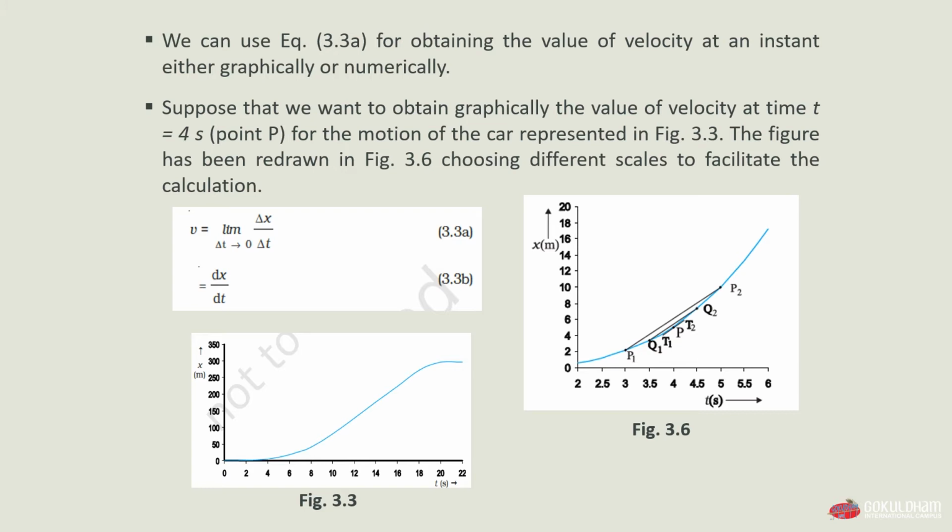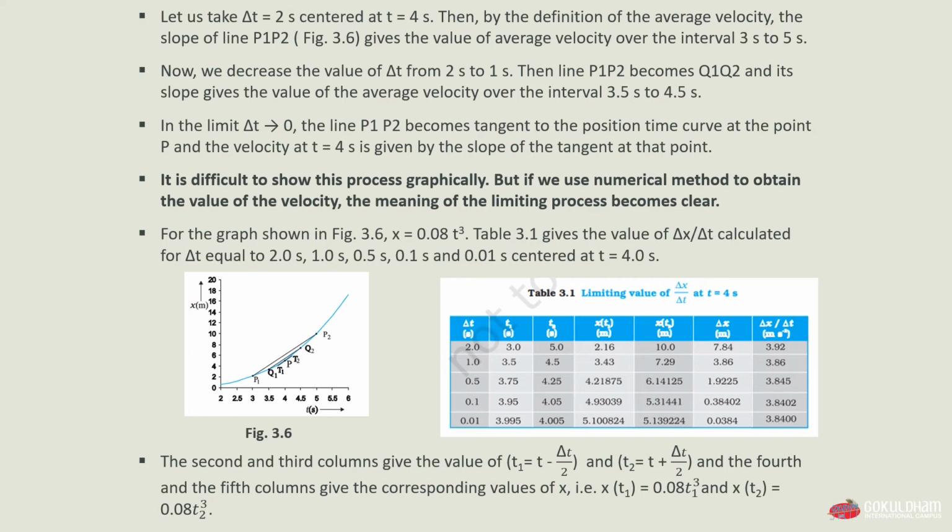Now, let us take the value of delta t equals 2 seconds, which is centered at time instant 4 seconds. Then, by the definition of average velocity, the slope of the line P1 P2 shown in figure 3.6 gives the value of average velocity over the time interval 3 seconds to 5 seconds. Means, when we take delta t equals 2 seconds at the time instant of 4 seconds, the slope of line P1 P2 will give us the average velocity in the time interval 3 seconds to 5 seconds.